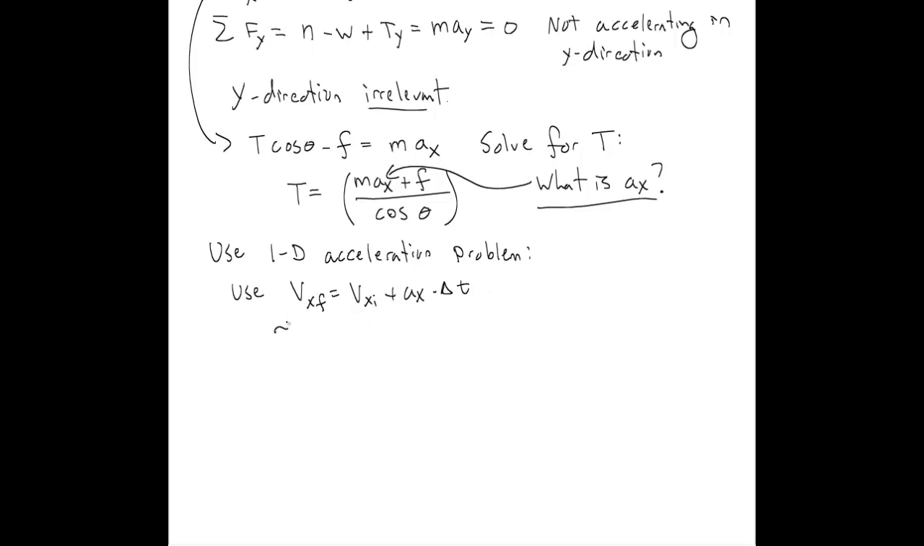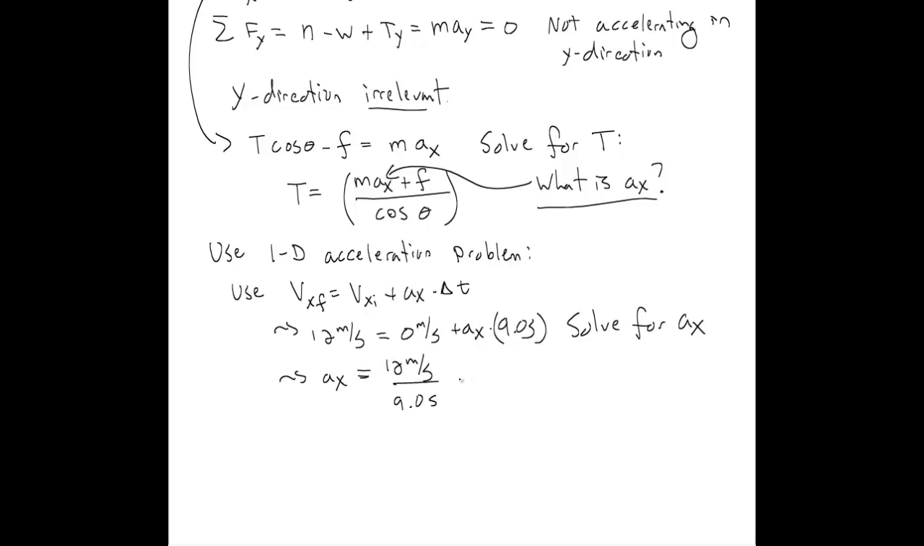Rewritten for the numbers we have here, this is 12 meters per second, equal to the initial velocity, 0 meters per second, plus the unknown acceleration times the 9 seconds. We can solve this for the x acceleration. We find the x acceleration is 12 meters per second divided by 9 seconds, or to two significant figures, 1.3 meters per second squared. Now that we have the x acceleration, we can plug that into the expression for the tension that we had above.